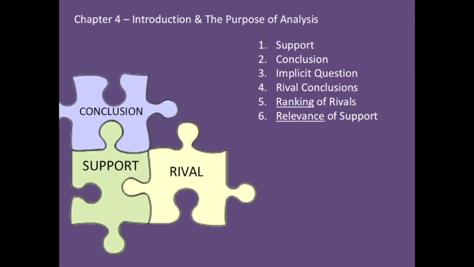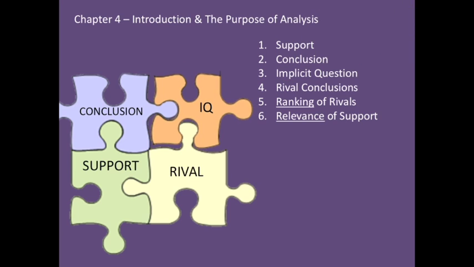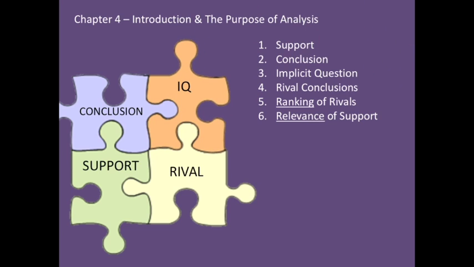And if any one of these ingredients does not fit, that will be an indication that we haven't yet understood the argument completely. So we're already somewhat familiar with support and conclusions, and we know how to identify those in written texts or when arguments are presented. So we'll start by looking at implicit questions.